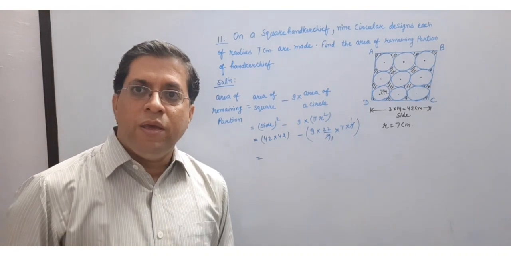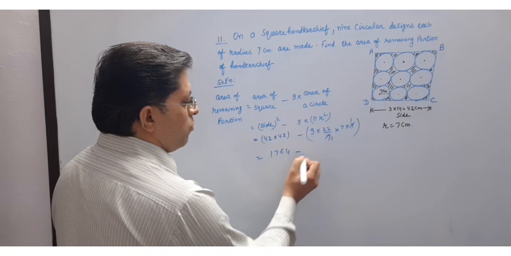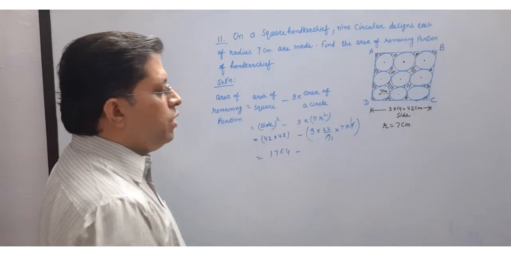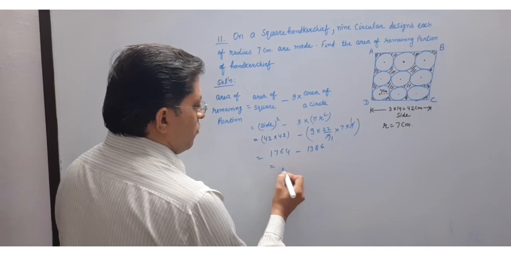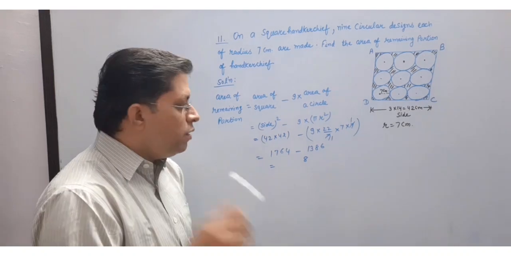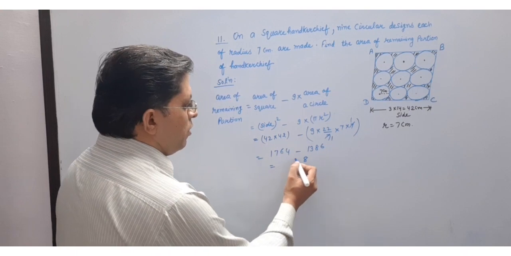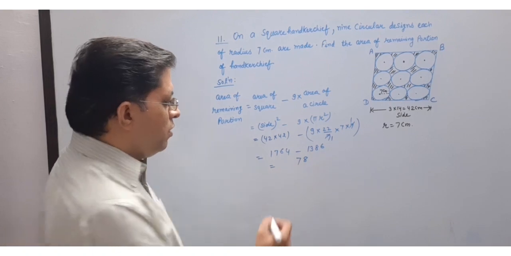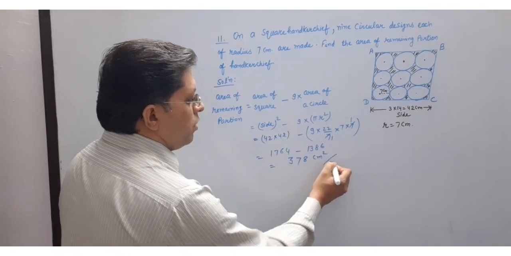42 into 42 will be 1764. And you have to multiply 22 into 63. This will be 1386. Now 14 minus 6, this is 8. Okay, then 5 minus 8, 15 minus 8, this will become 7. Then here 6 minus 3, this is 378 centimeter square.